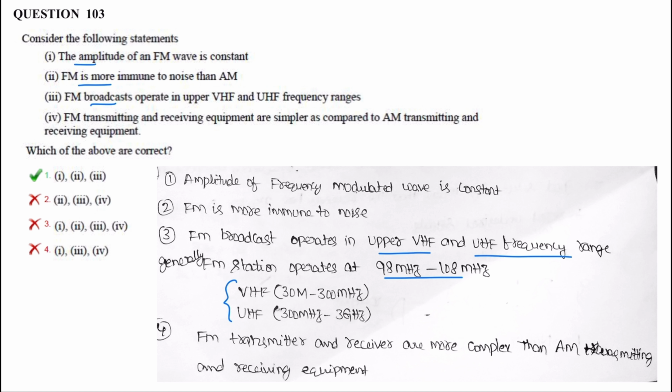Statement 4, FM transmitting and receiving equipment are simpler as compared to AM transmitting and receiving equipment. Statement 4 is incorrect. Therefore correct answer is option 1. Statements 1, 2, 3 are correct. FM transmitter and receiver are more complex. It is not simpler. It is more complex than AM transmitting and receiving equipment.